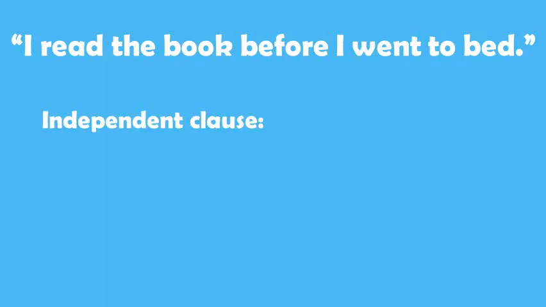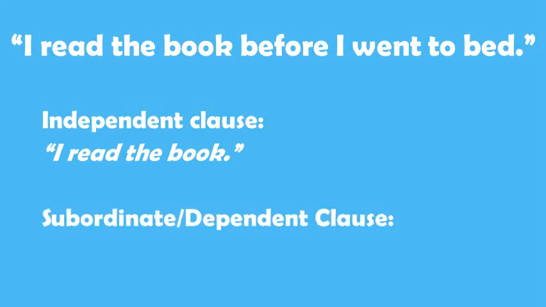So we do have an independent clause. I read the book does not start with a conjunction, so that is an independent clause. We also have a subordinate or dependent clause here, before I went to bed. And remember, that is a subordinate or dependent clause because it starts with the word before, which is a subordinate conjunction. Now, those words on their own are not a complete sentence, but now they're attached to I read the book, which is an independent clause. So now this group of words is a complete sentence.